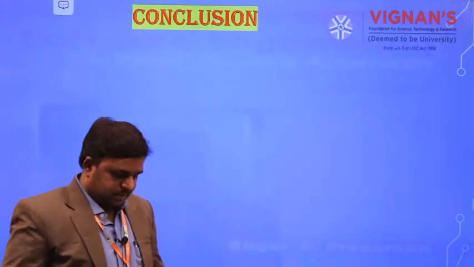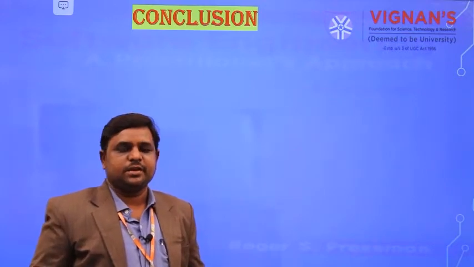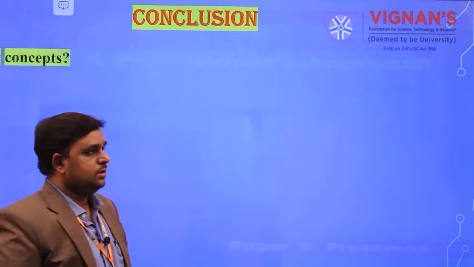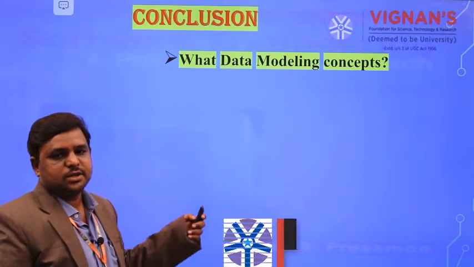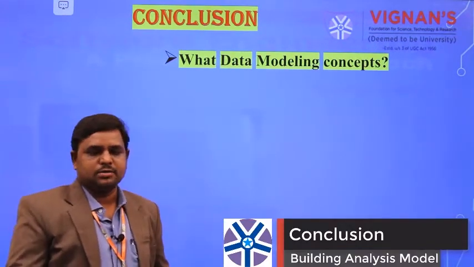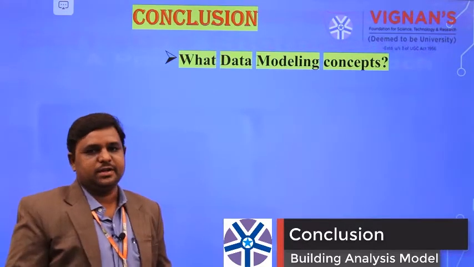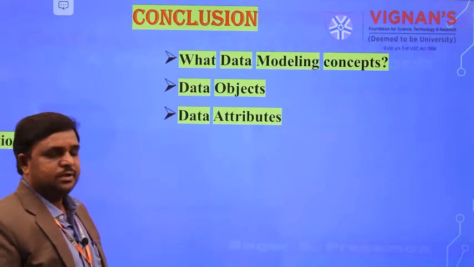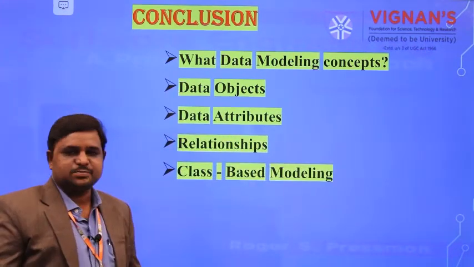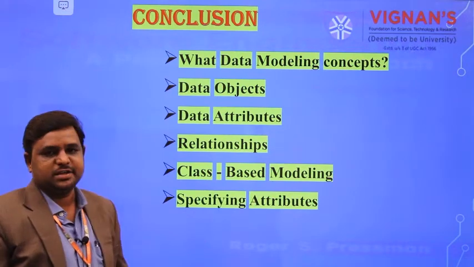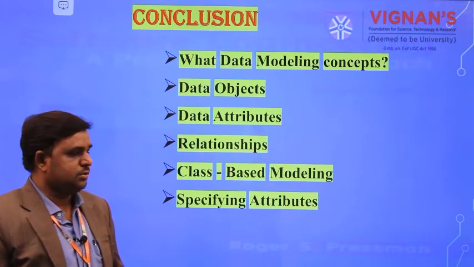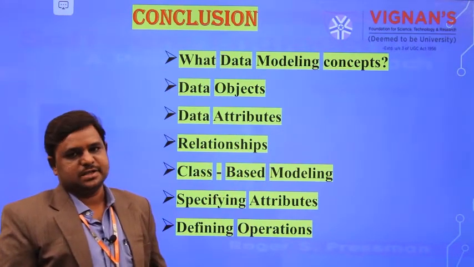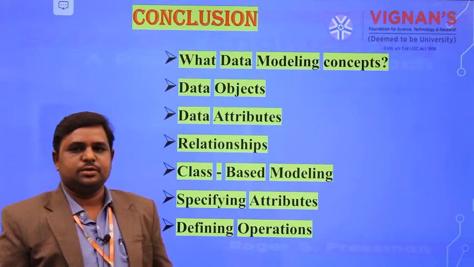Till now we have discussed different things about how to build the analysis model. Now we will see the conclusion. In this session we have discussed data modeling concepts, like why we actually need a data model. The next ones were data objects, attributes, relationships and class-based modeling. In class-based modeling we saw how to specify the particular attributes, and next we defined the operations, which we have seen in this session. So I hope you understood these concepts.